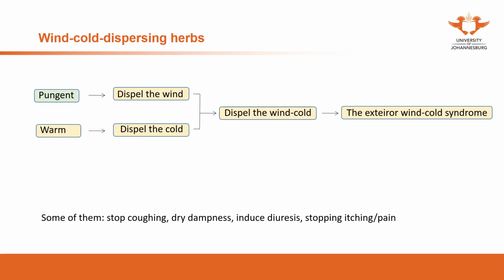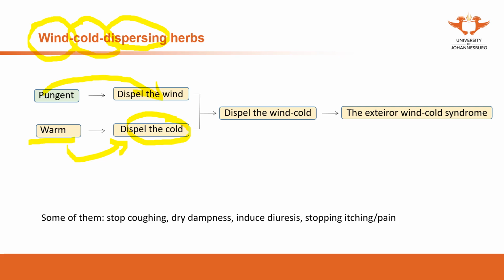Wind cold dispersing herbs. From the title, you will understand that the patient suffers from wind and cold, and we try to use the herbs to disperse or dispel. If the patient suffers from cold, we need to use something warm to relieve the coldness. We use pungent to relieve the wind. So what happened to the patient is a wind cold attack. And the property of these herbs, most of them are pungent and warm. That's why they have the function to dispel the cold and dispel the wind.